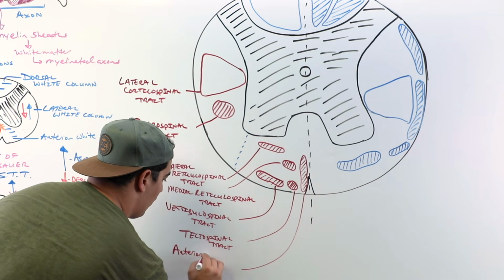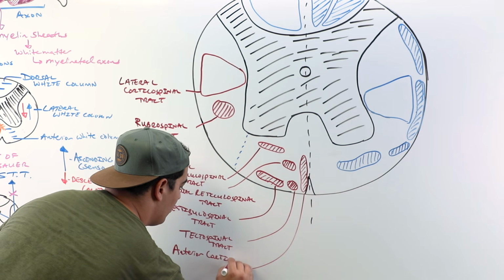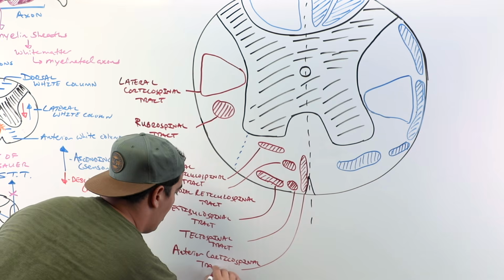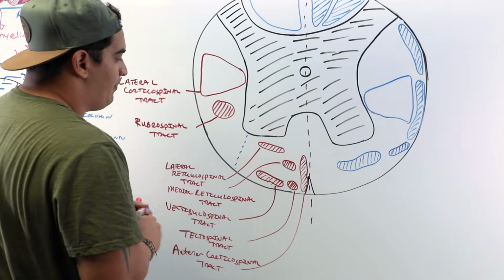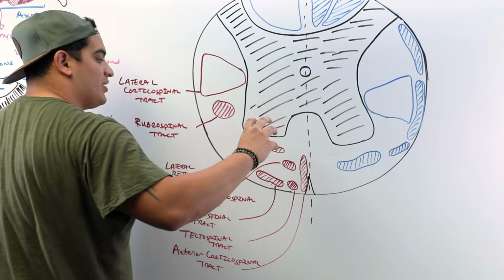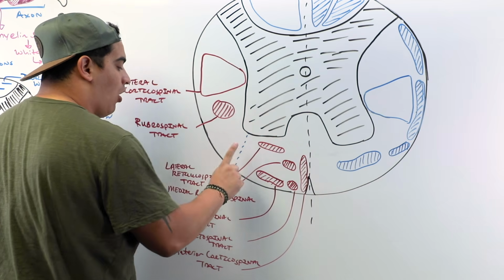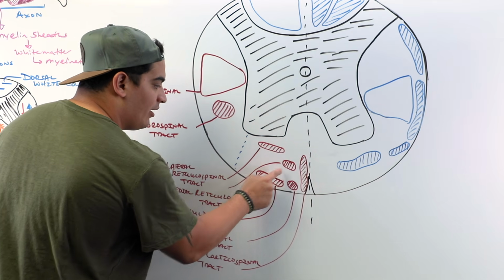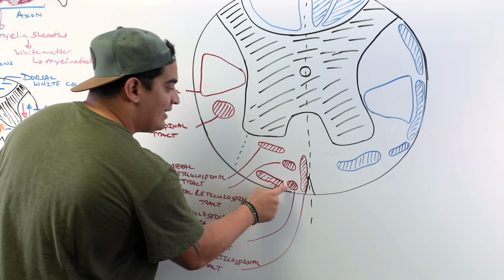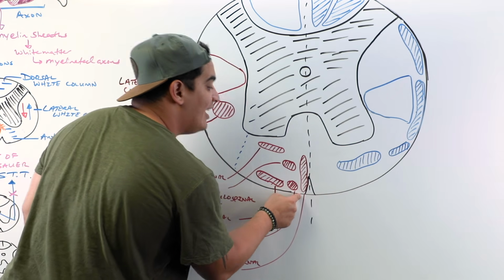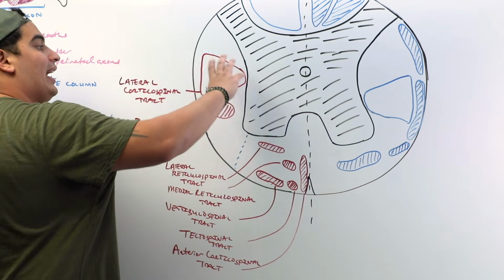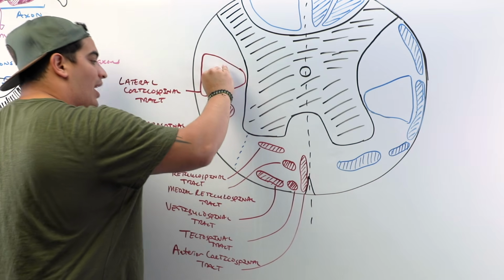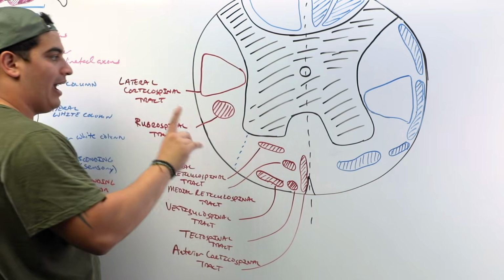And then the last descending motor tract present in the anterior or ventral white column is called our anterior corticospinal tract. All right, beautiful. To recap, the descending motor tracts present only in the anterior white column are the lateral reticulospinal tract, medial reticulospinal tract, vestibulospinal tract, tectospinal tract, and anterior corticospinal tract. In the lateral white column, the descending motor tracts are the lateral corticospinal tract and the rubrospinal tract.